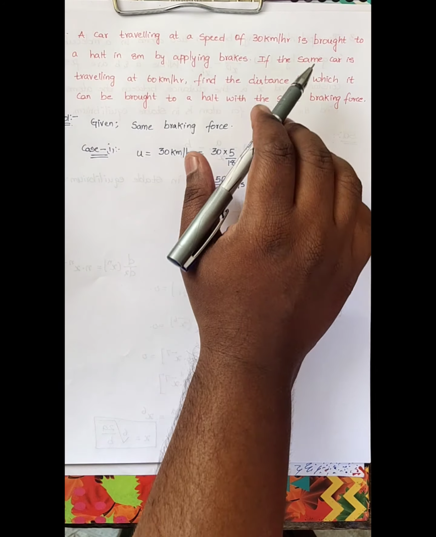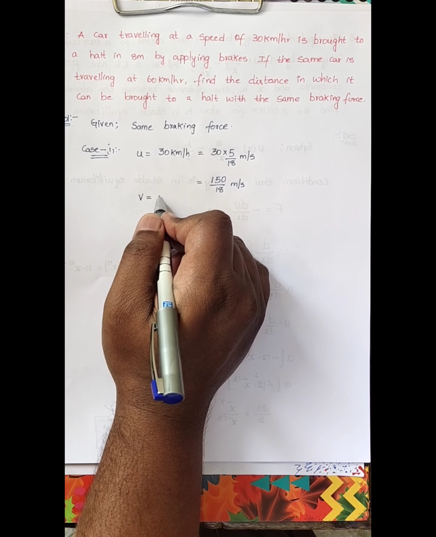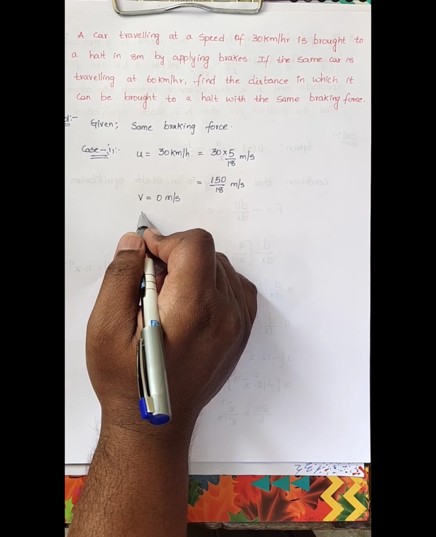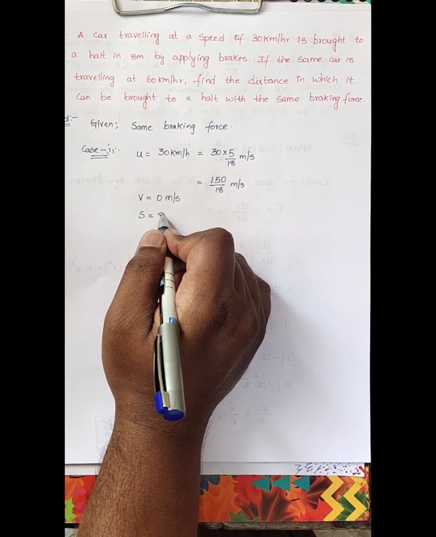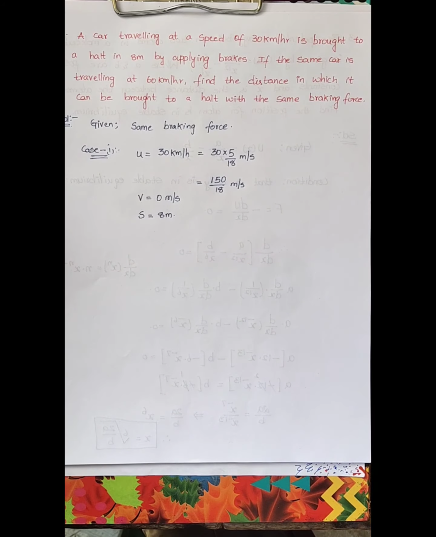So I'm just leaving it. And it was brought to a halt, means the final velocity is equal to 0 meter per second. And how much distance has it traveled in this case? S is equal to 8 meter. It has traveled S equal to 8 meter. So this is the way.